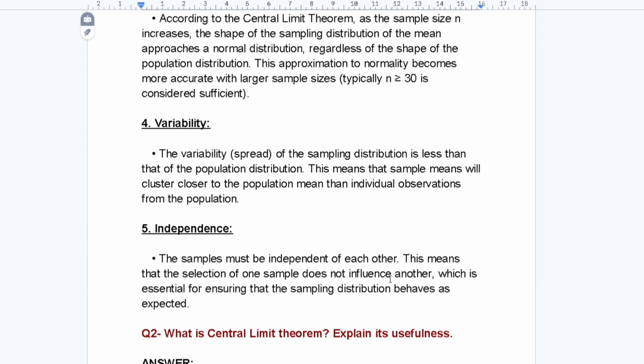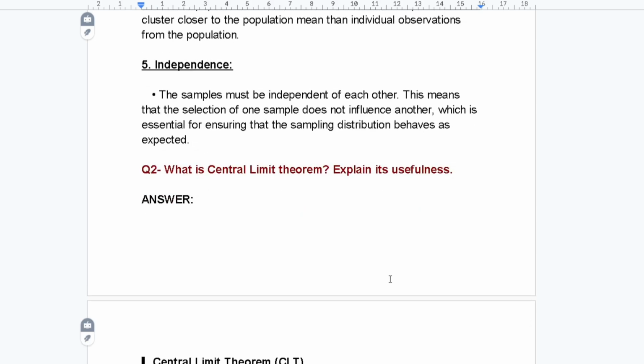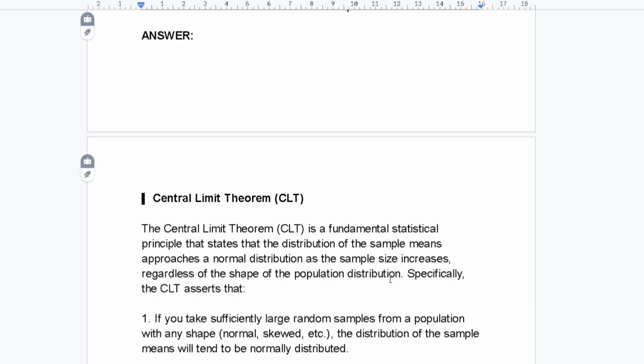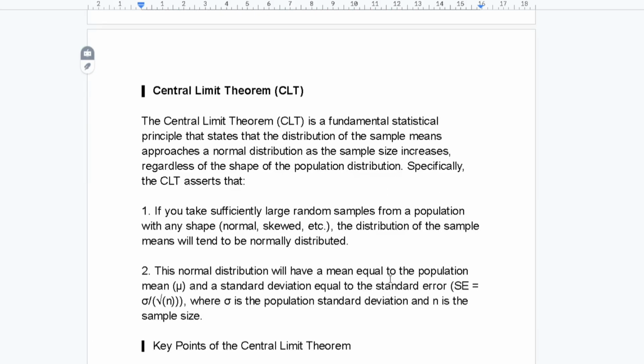The second question is to explain what is central limit theorem and its usefulness. So CLT is a fundamental statistical principle that states that the distribution of the sample mean approaches a normal distribution as the sample size increases, regardless of the shape of the population distribution. Specifically, the CLT asserts that if you take sufficiently large random samples from a population with any shape, normal, skewed, etc., the distribution of the sample means will tend to be a normal distribution.